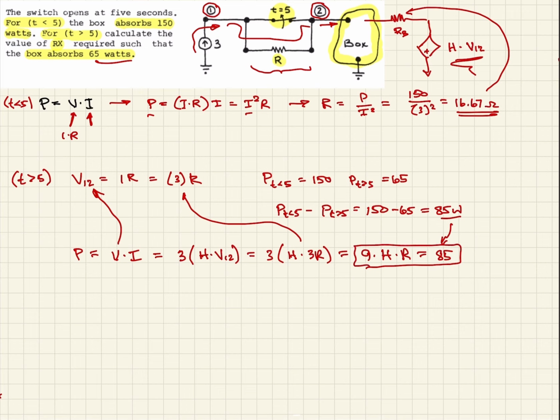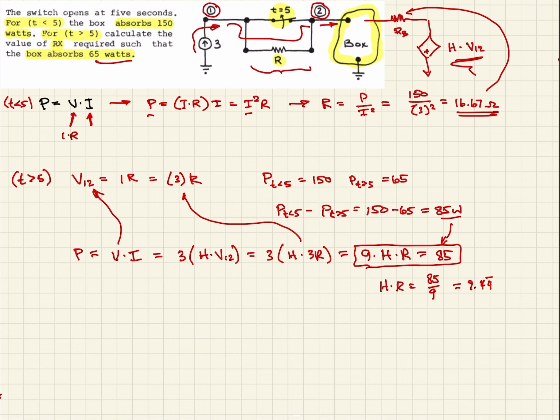So it's one equation with two unknowns. So there are actually multiple answers. It boils down to then that our relationship between H and R should be equal to 85 over 9. Okay, 85 over 9. So that's the ratio that it must maintain, and so that's equal to 9.44.